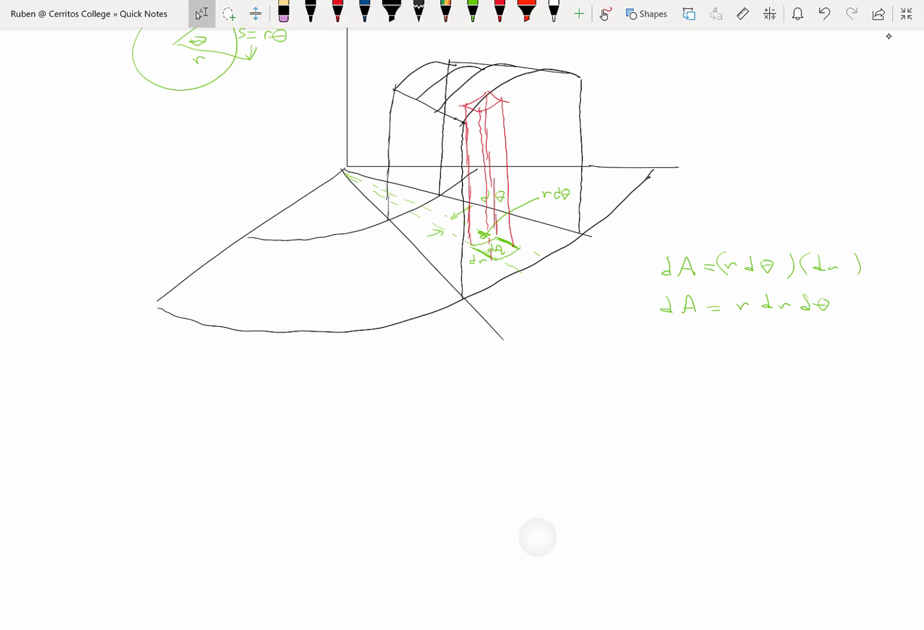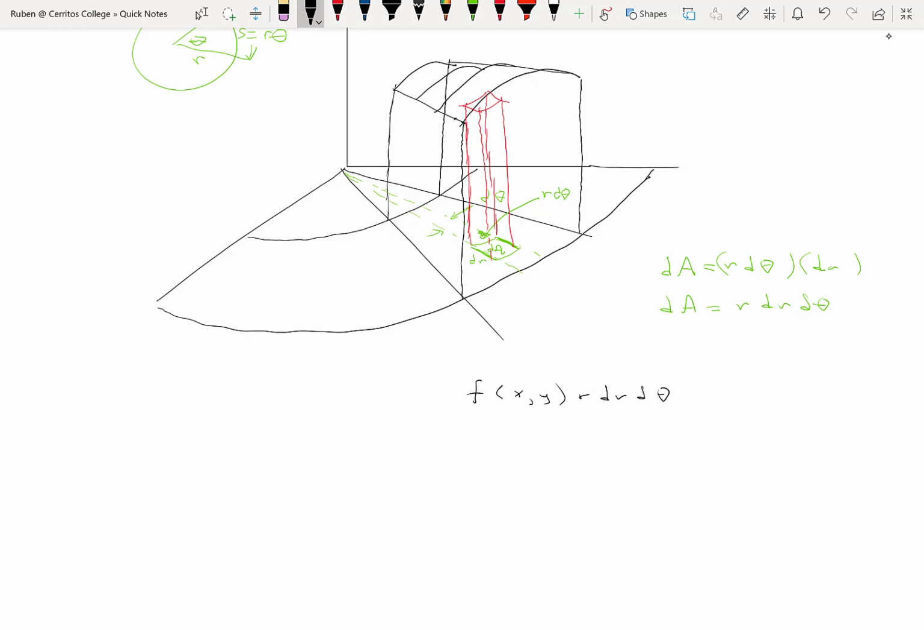The height is the value of the function at x and y. The area of the base is r dr d theta. Now there's one little change that needs to be made here, though, because you notice in the expression that I have the rectangular coordinates x and y.